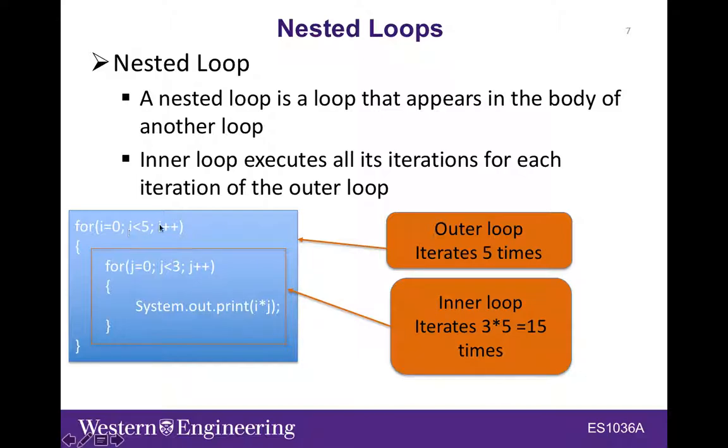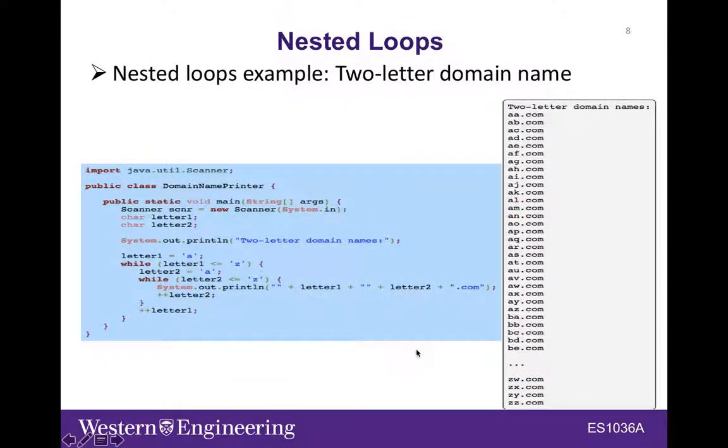every single iteration of this one, for example, for iteration when i equals 0, this one will execute and finish, which is iterated 3 times. And then I will change it to 1, and this again iterate 3 times. So this one will iterate 3 times, 5 times. So it will iterate 15 times.